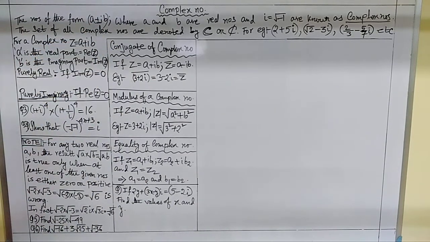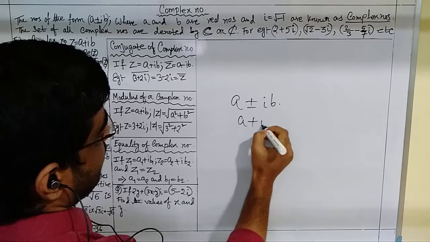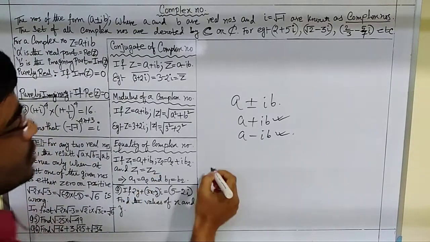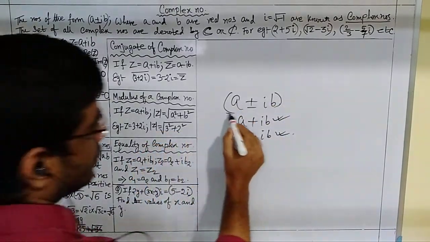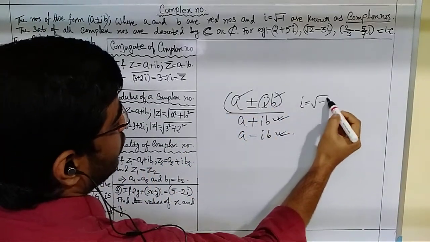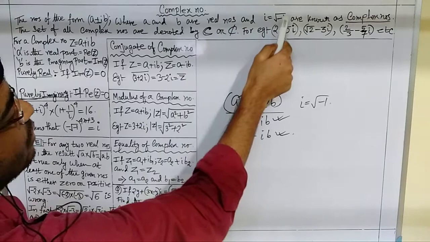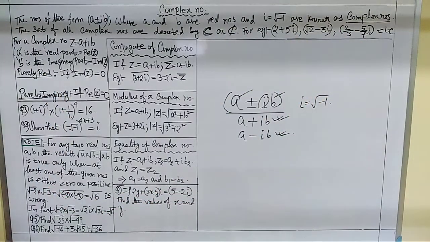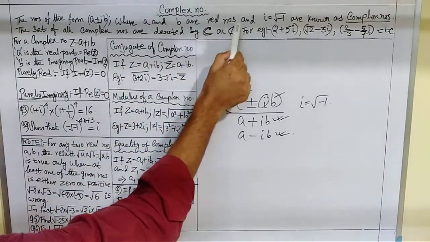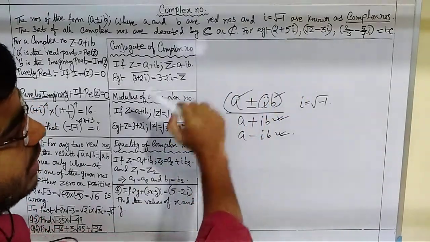This is the structure. If I write here, this is a plus minus ib. So a plus ib is a complex number. A minus ib can also be a complex number. So this is the general structure of a complex number, where a and b are real numbers and the value of i is root over of -1. So I have written it here, where a and b are real numbers and i is equal to root over of -1 are known as complex numbers. The set of all complex numbers is denoted by capital C or C dash.